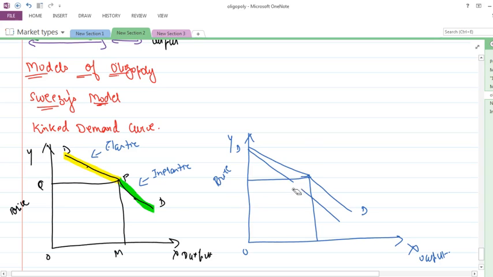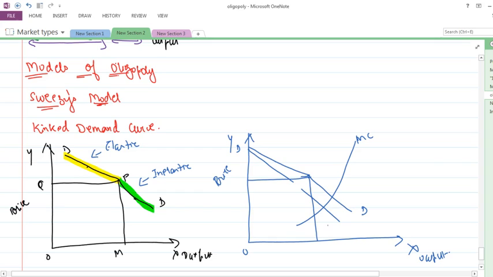if it passes through this level, then the oligopolist will be maximizing his profit at the prevailing price. As he is maximizing his profit at the prevailing price, he will have no incentive to change the price. So if the MC curve passes like this, then the oligopolist will be having the maximum profit here. If it passes from here, then he will not be increasing the price, because if he increases the price, he will be losing the sales.